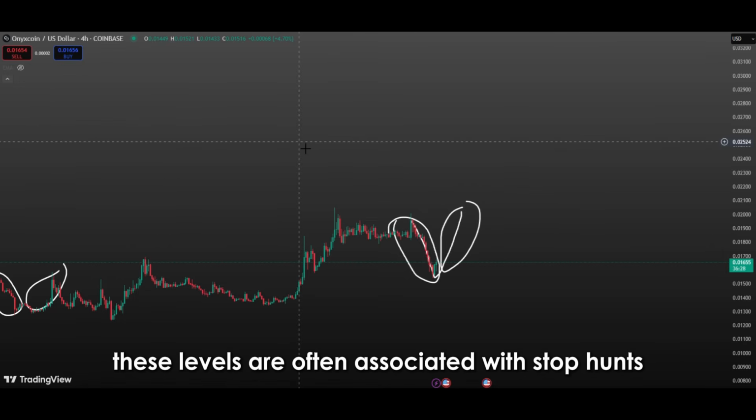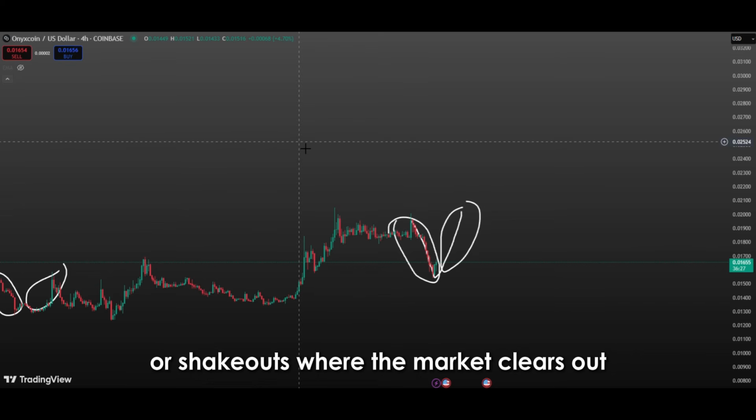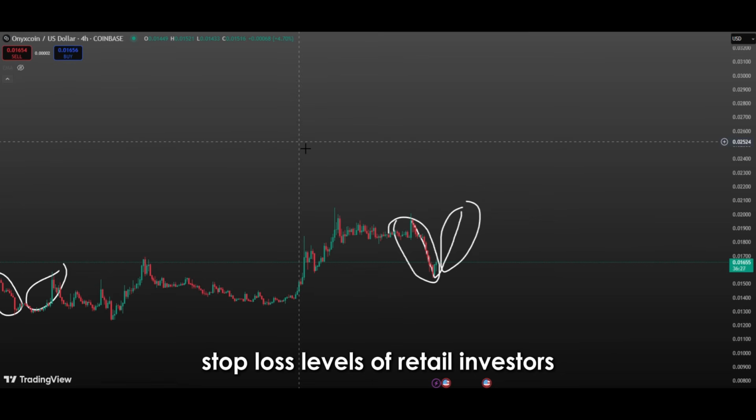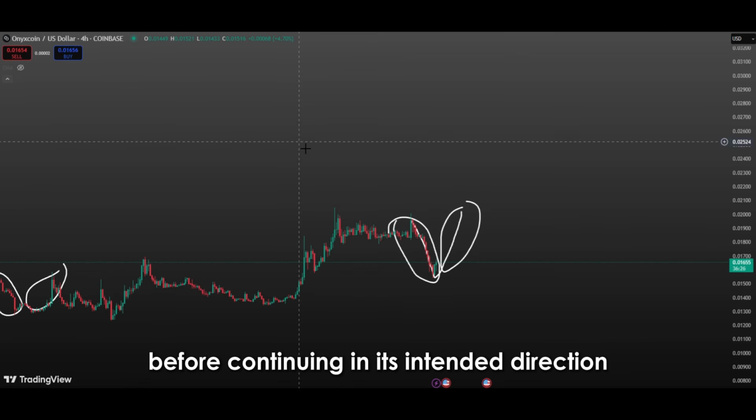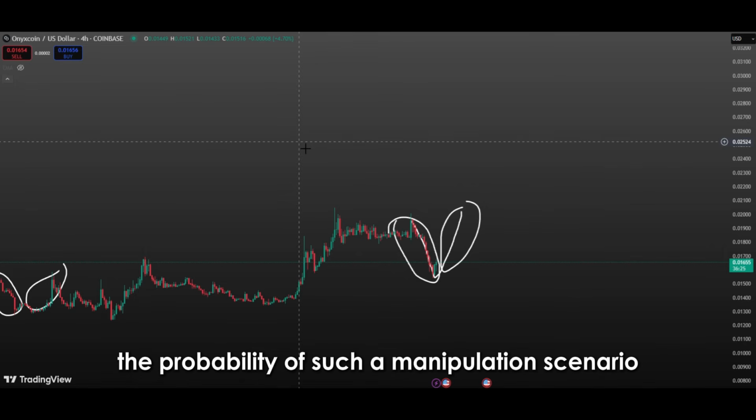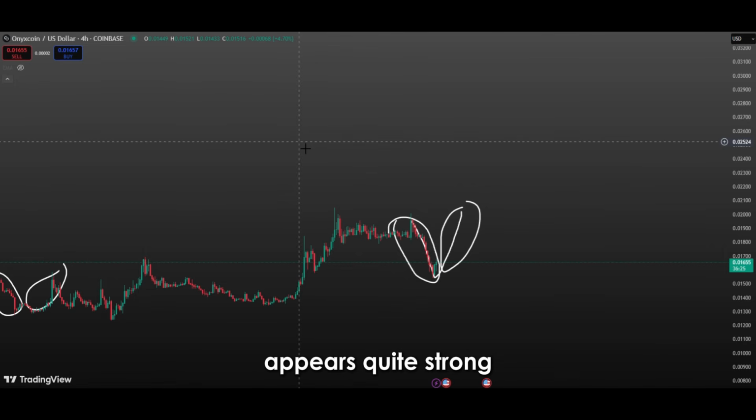Technically, these levels are often associated with stop hunts or shakeouts, where the market clears out stop-loss levels of retail investors before continuing in its intended direction. Currently, the probability of such a manipulation scenario appears quite strong.